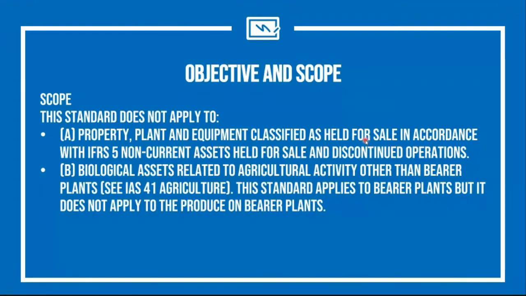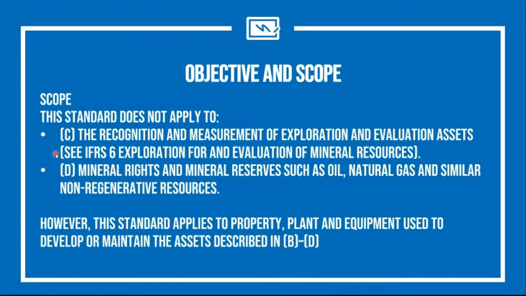So generally, similar to when we were discussing IAS 41, IAS 41 will not account for the bearer plant, but they will account for the produce on the bearer plant. In this case, IAS 16 will not cover the produce, but it will cover the bearer plant itself. Also, the standard will not cover wasting assets because this is covered by IFRS 6. And it will also not cover mineral rights and mineral reserves such as oil, natural gas, and similar non-regenerative resources because it is not considered as PPE.